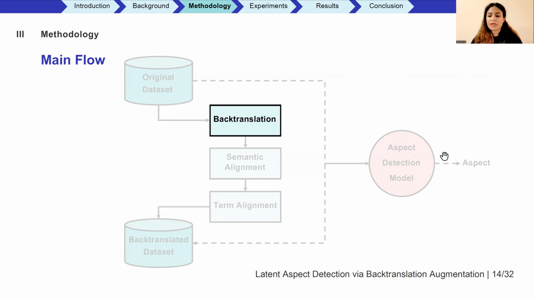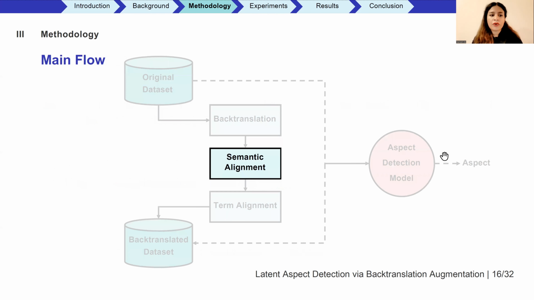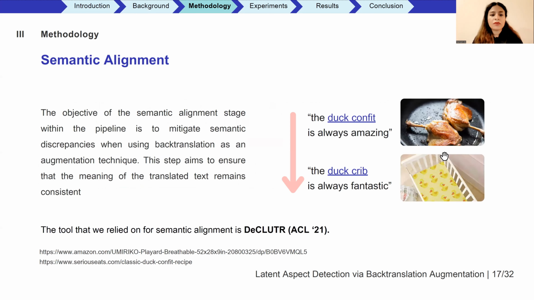For the back translation phase, without loss of generality to any machine translation model, we applied Meta's No Language Left Behind, or NLLB, machine translator, which is open source, publicly available, and can provide high quality translations between 200 languages. For the second phase, semantic alignment, we remove the augmented reviews in which the semantic has been totally changed.